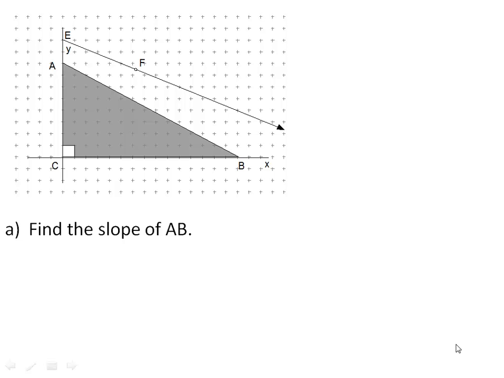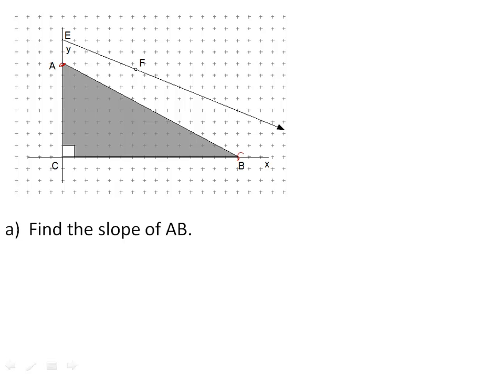Okay, here's question 6. This one's all about slope. We're supposed to find the slope of AB. AB right here starts at A, ends at B. Well, you've got a couple of ways you can do this. 1, 2, 3, 4, 5, 6, 7, 8.